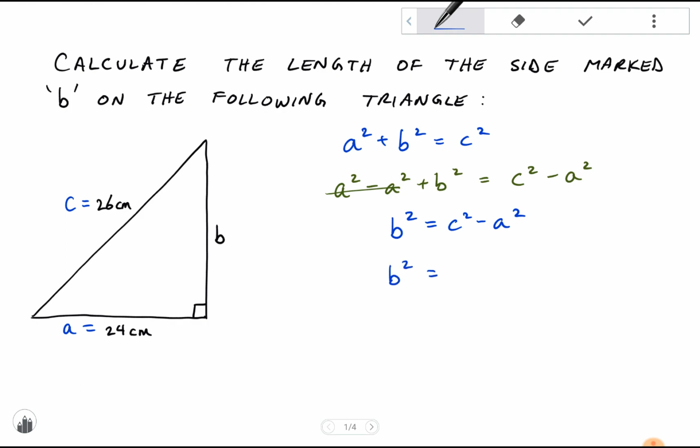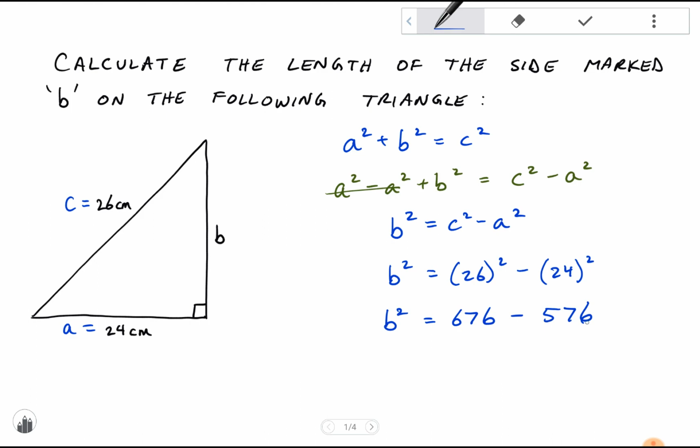So B squared equals C, in this case, is 26. So we'll put in 26 and square it. And A in this case is 24. So we'll put in 24 and square it. So these will be relatively large numbers. You might have to use a calculator. 26 squared is 676. And 24 squared is 576.